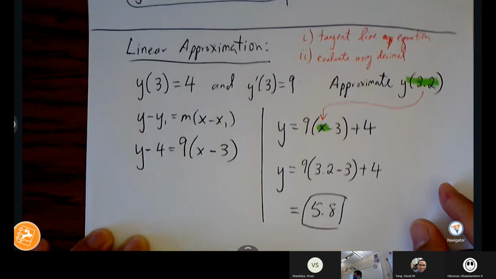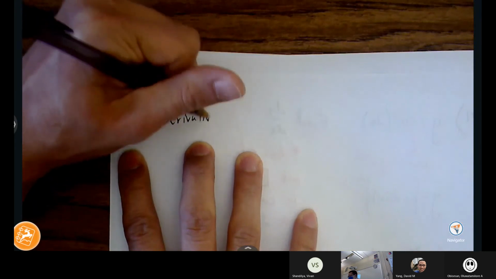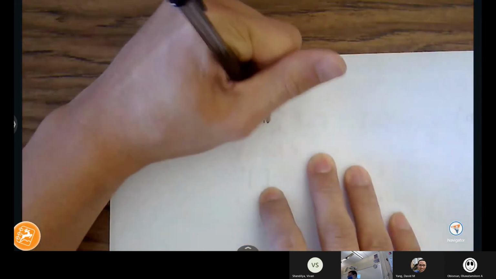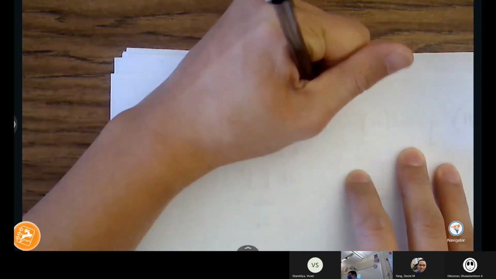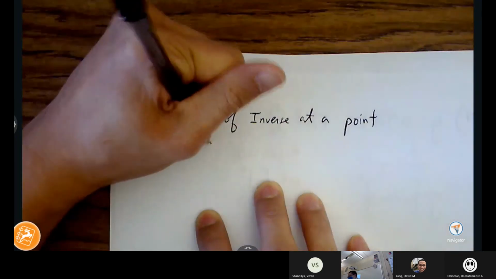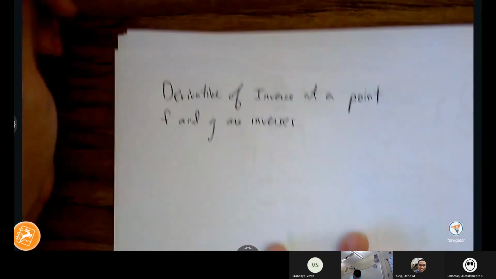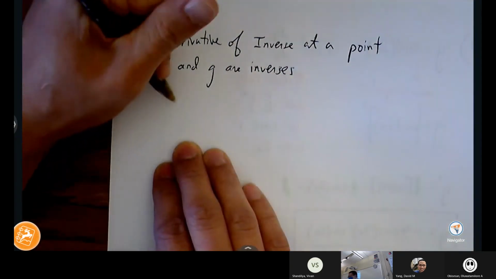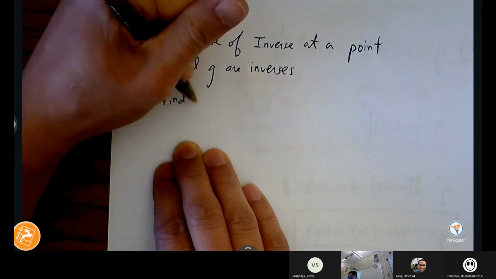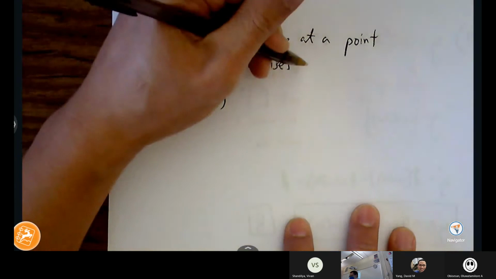Okay, all right, one more. Let's do a derivative of an inverse at a point. So let's say f and g are inverses of each other. Let's say that's established. And let's see. Find g prime of 4. And let's say all this information was given to us.